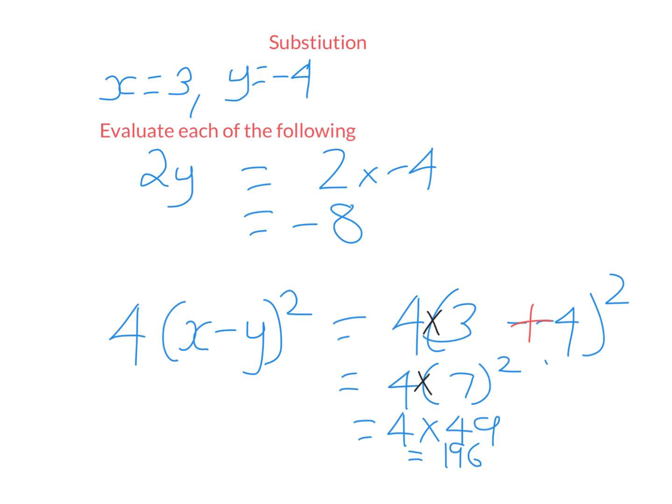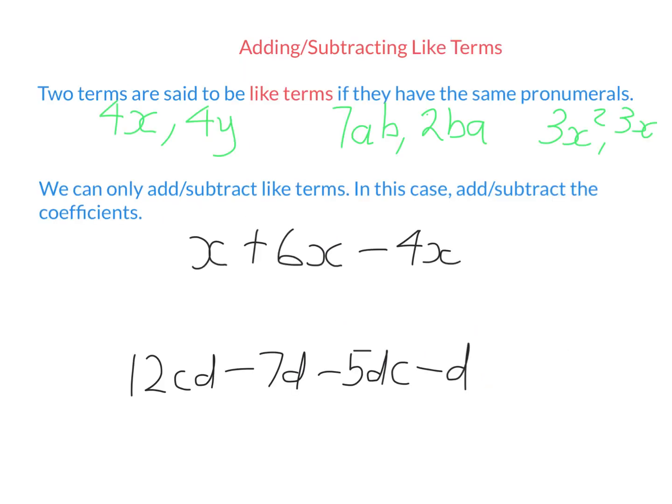All right, let's now look at some operations with terms. So we learned before what a term is. It's just a sequence of numbers and pronumerals. 4x is a term, 4y is a term. All of these here are terms. We're going to look at adding and subtracting, as well as multiplying and dividing terms. So how do we add and subtract terms?